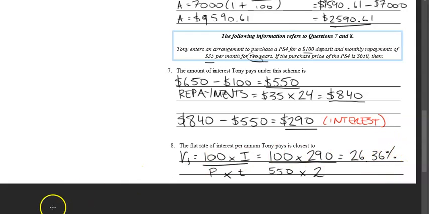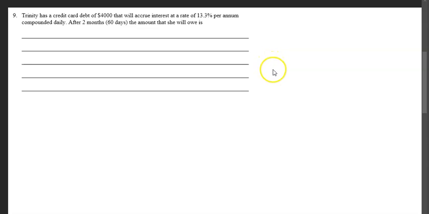The last question here, Trinity has a credit card debt of $4,000 that will accrue interest at a rate of 13.3% per annum compounded daily. After 2 months, which is 60 days, the amount that she will owe is what?